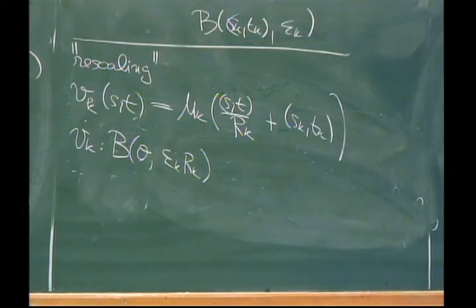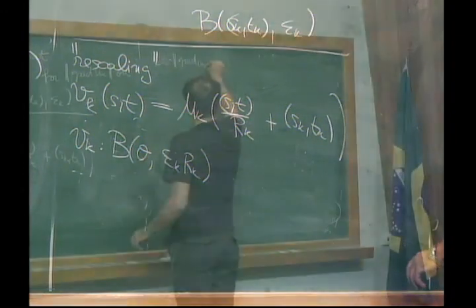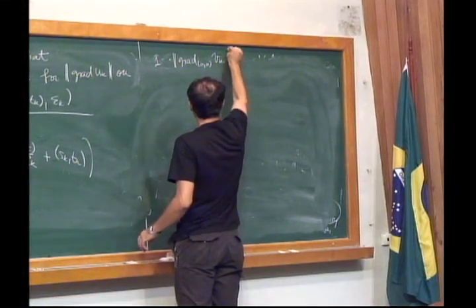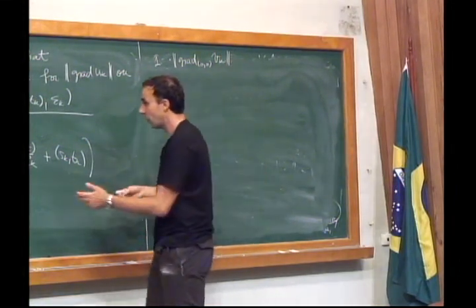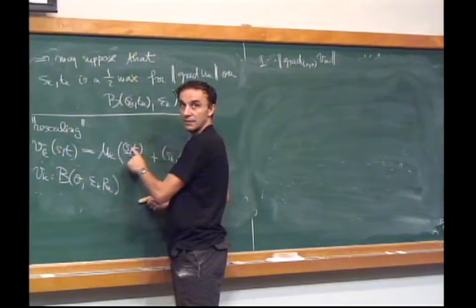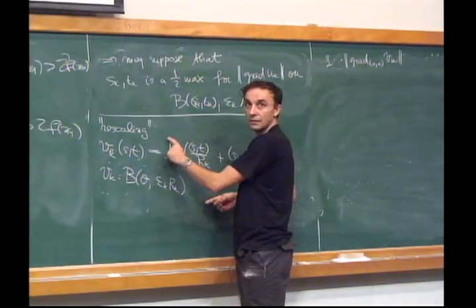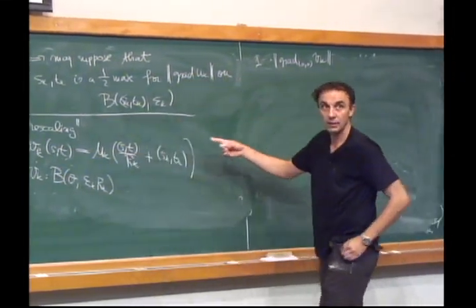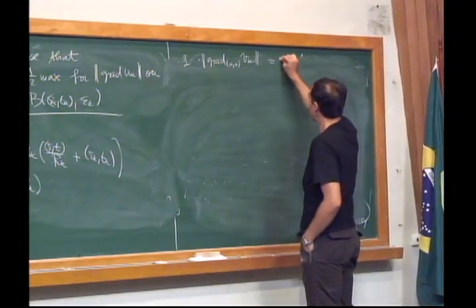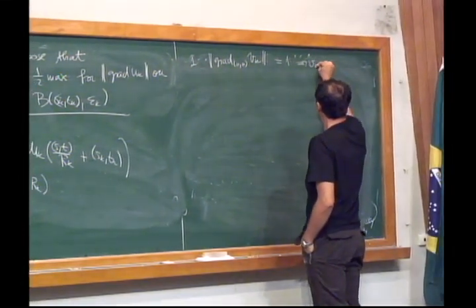So the first property is that the norm of the gradient at 0 of vk is exactly 1 over Rk times Rk, okay? And it is 1. So vk is not constant.